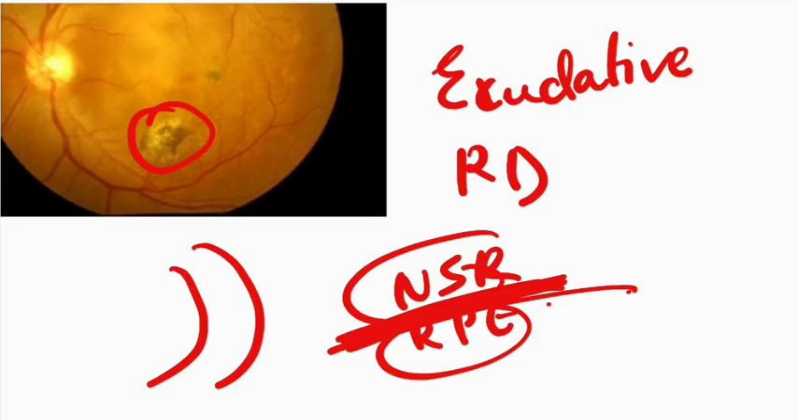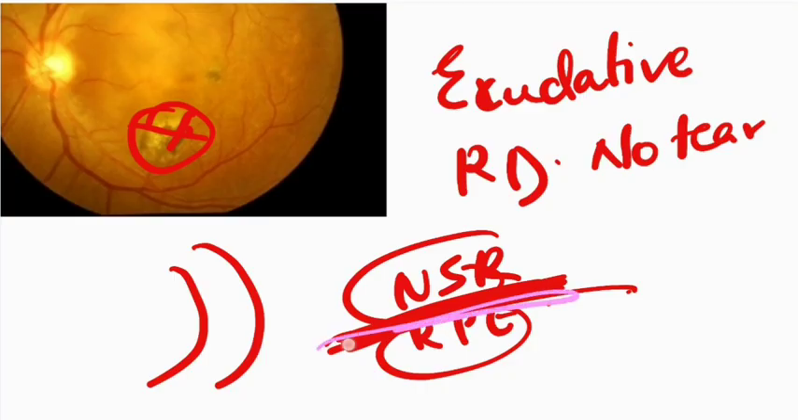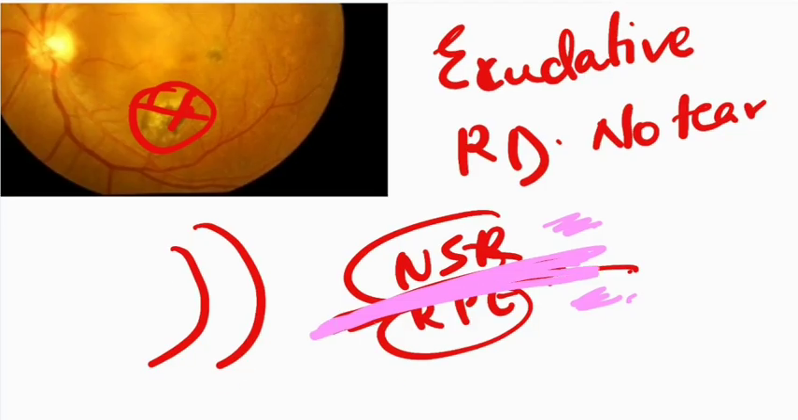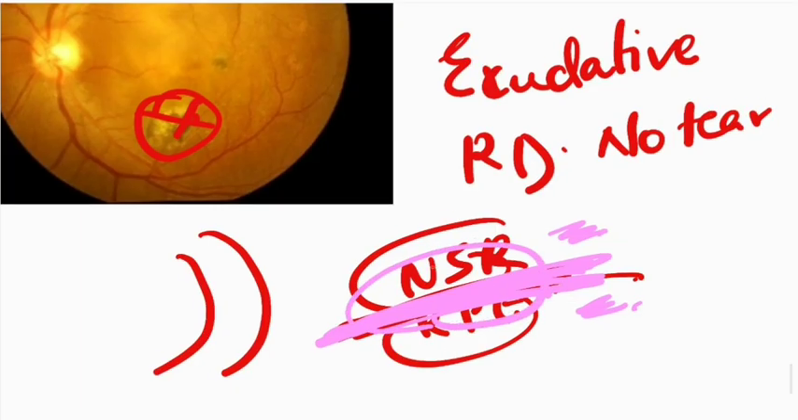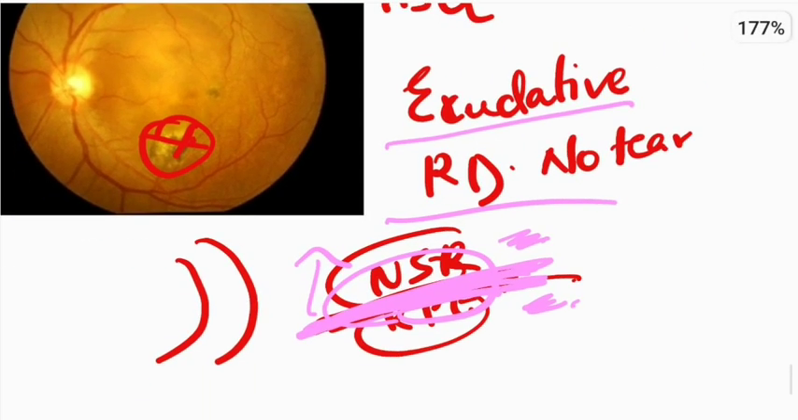You just have to know that in exudative retinal detachment, there is no tear. There is no pulling, there is no traction here. It is just that fluid is getting accumulated between the two major layers of the retina, the neurosensory retina and the retinal pigment epithelium. Because of this, the neurosensory retina gets lifted up by the fluid. So this causes the condition that is exudative retinal detachment.